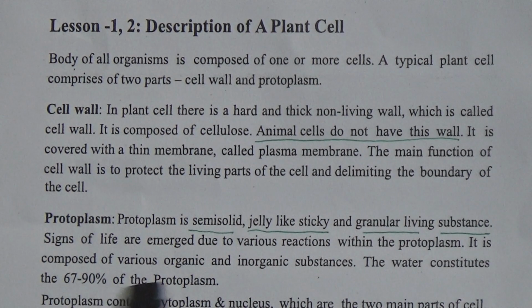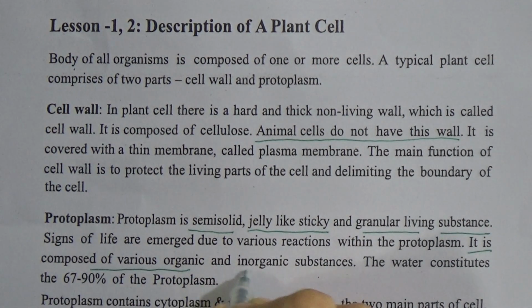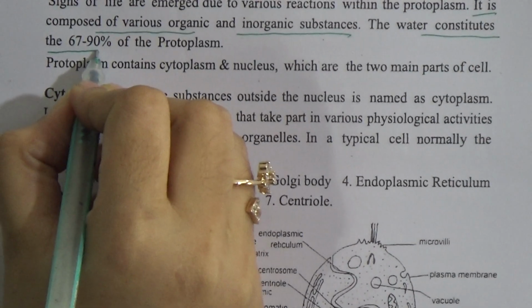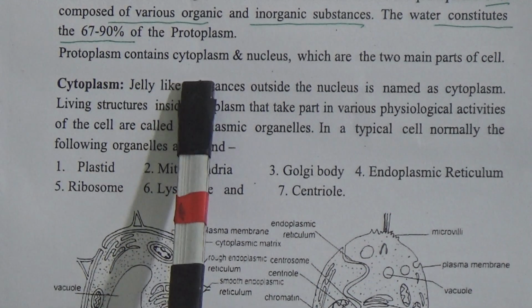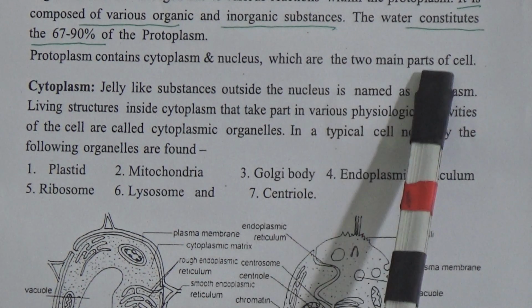It is composed of various organic and inorganic substances. Water constitutes 67 to 90% of the protoplasm. Protoplasm contains cytoplasm and nucleus, which are the two main parts of the cell.